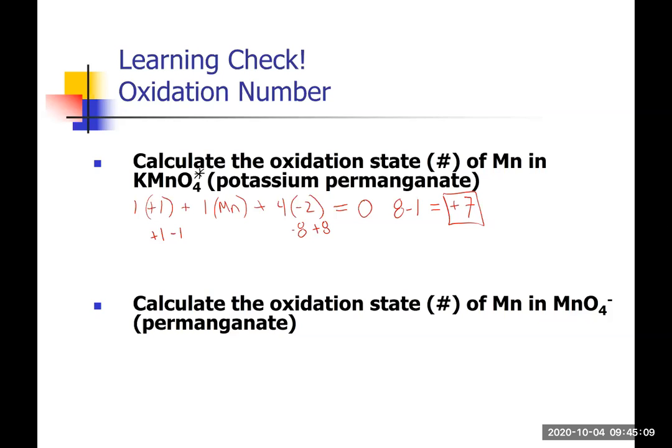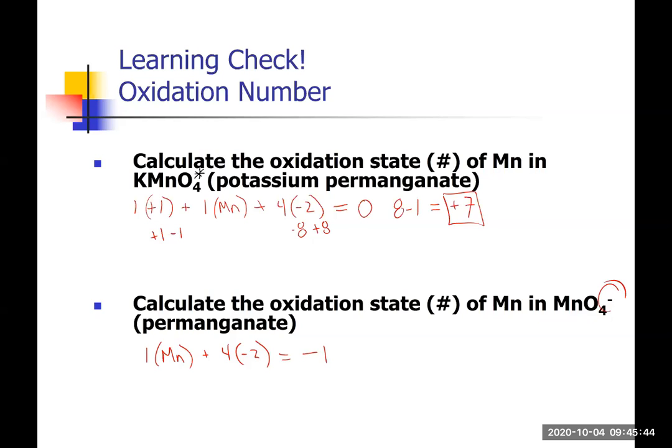Let's calculate this in a polyatomic ion, permanganate, which is another polyatomic ion you can add to your list to memorize. So if we calculate Mn, we know that there is one of them. We just don't know what the oxidation state is here. And then we have 4 oxygens, all with a -2 oxidation state, and we set this equal to -1 because that is the charge that we have on this polyatomic ion.